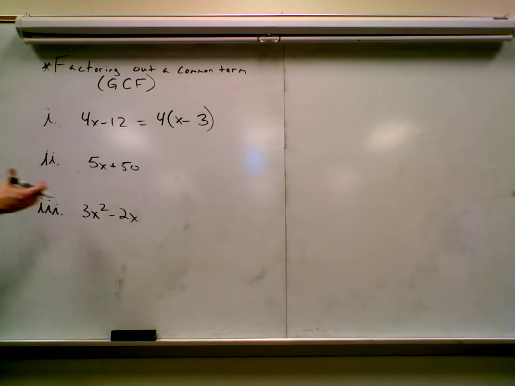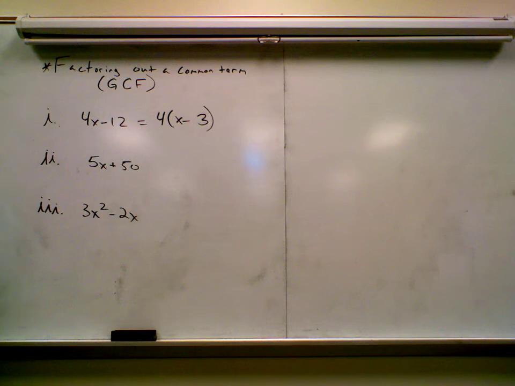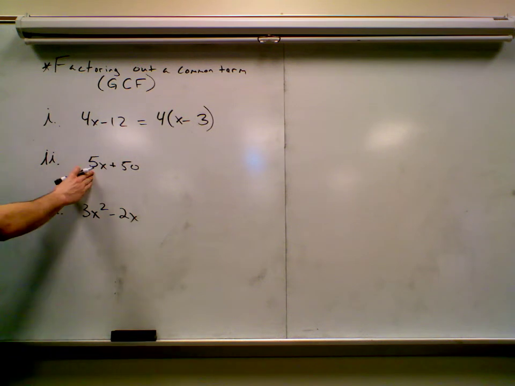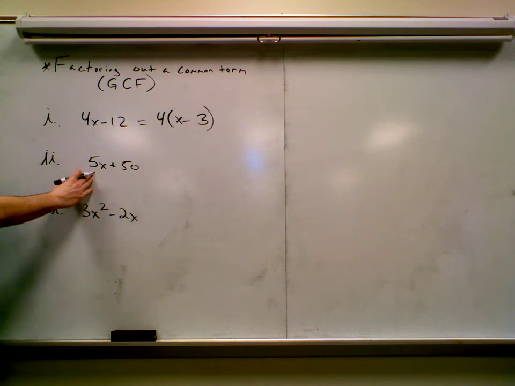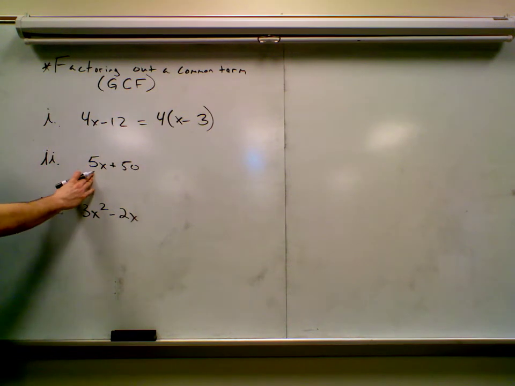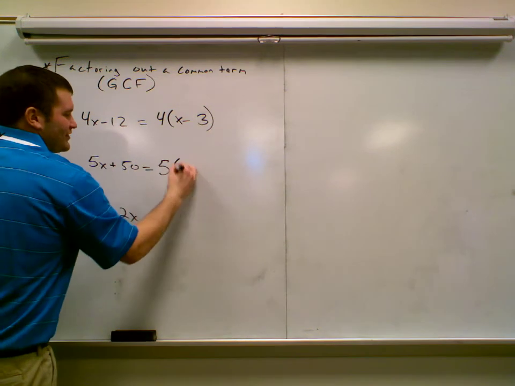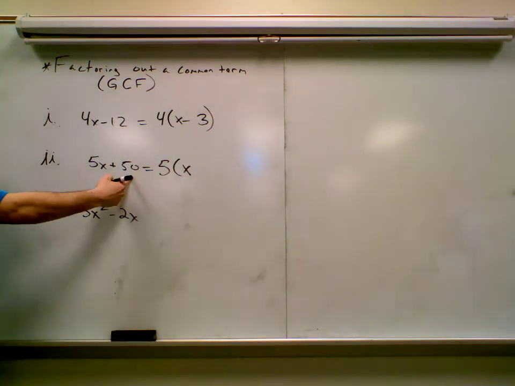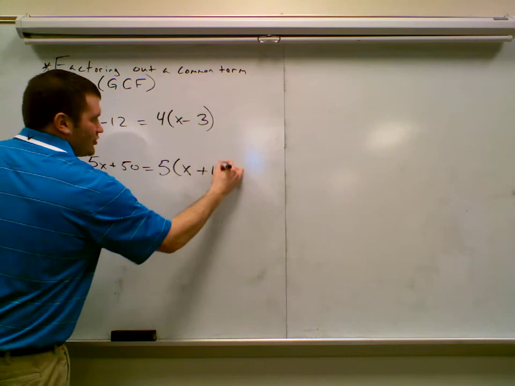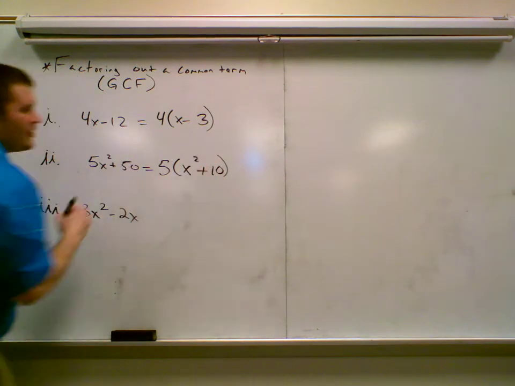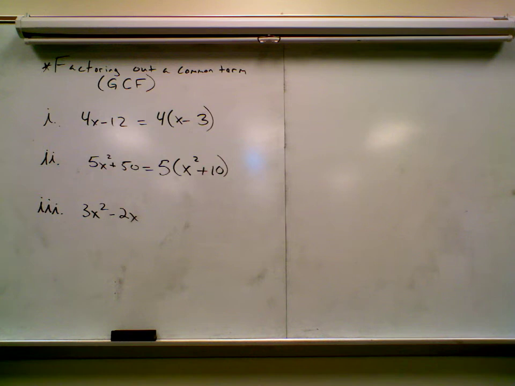Okay. What's the GCF here? 5. Right? Divide this by 5. What do we get? Divide this by 5. What do we get? X, right? So we have 5 times x. Divide this by 5. 10. Oh, that was a squared on your note. Sorry about that. That is common term factoring. You're pulling out a common term. It's easy? Good. No? Don't worry, I'm not going to change our next course.